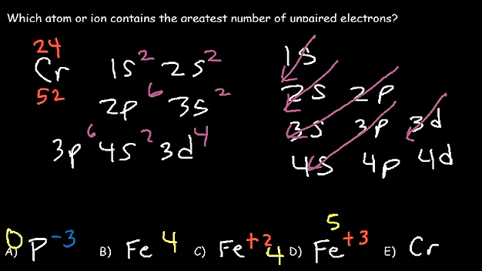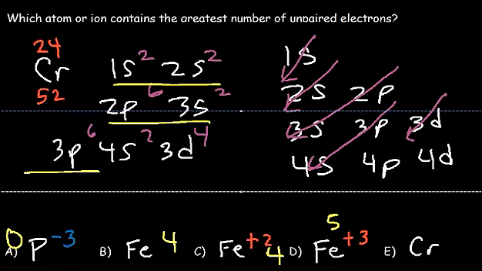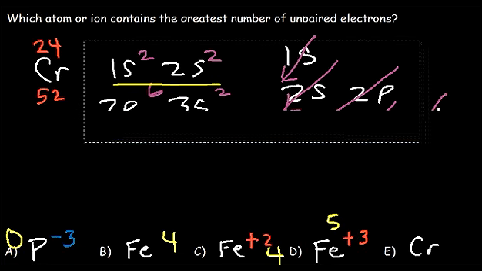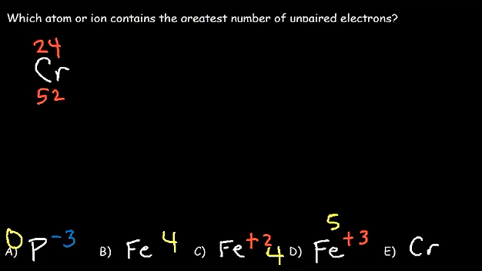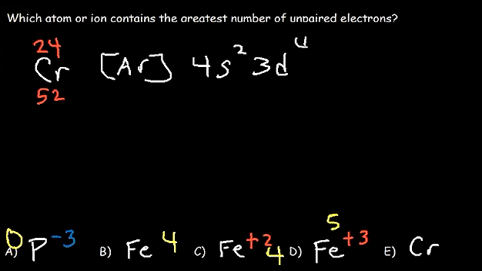And then 3d4. Now, if we want to write the noble gas notation, we're going to use argon again, which is going to cover everything up to 3p6. Now, you need to be careful because chromium is one of the exceptions. So it appears as if the electron configuration is argon, 4s2, 3d4. But it turns out that the actual configuration is 4s1, 3d5.